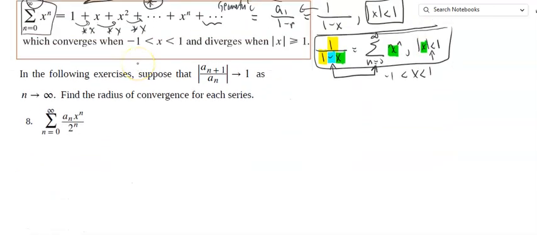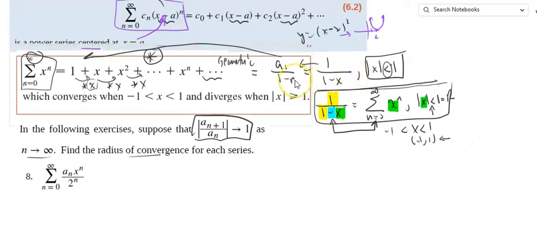It says in the following exercise, suppose that this limit equals 1, as n approaches infinity. Find the radius of convergence. So in this case, the radius of convergence is negative 1 to 1. And note here, I do not need to test the endpoints like we did in the last section, because I know from geometric series, if r equals 1, if you multiply by a number that's 1 or bigger, the series diverges. So if I'm using the geometric series, I simply figure out what r is, come up with an inequality, and that would be the interval of convergence, and no need to test the endpoints.